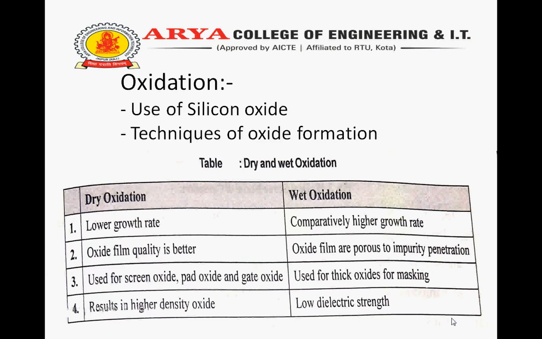Silicon is very reactive to oxygen, thus in nature most silicon exists in the form of silicon dioxide such as quartz, sand. It reacts with oxygen very quickly and forms silicon dioxide on the silicon surface. The reaction can be expressed as Si plus O2 is equal to SiO2. The oxidation of silicon is necessary throughout the modern integrated circuit fabrication process.